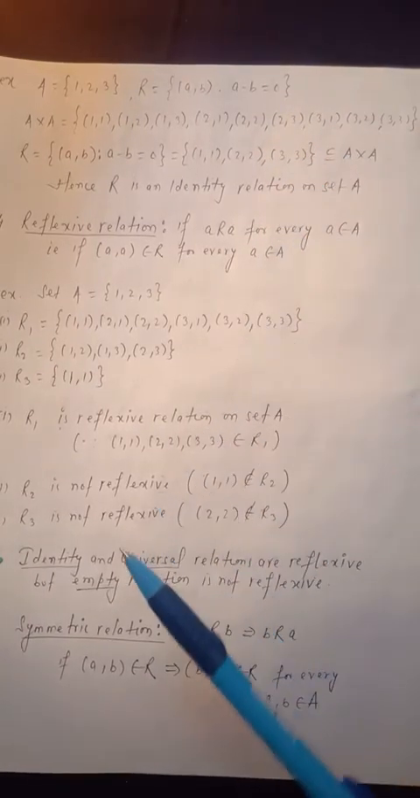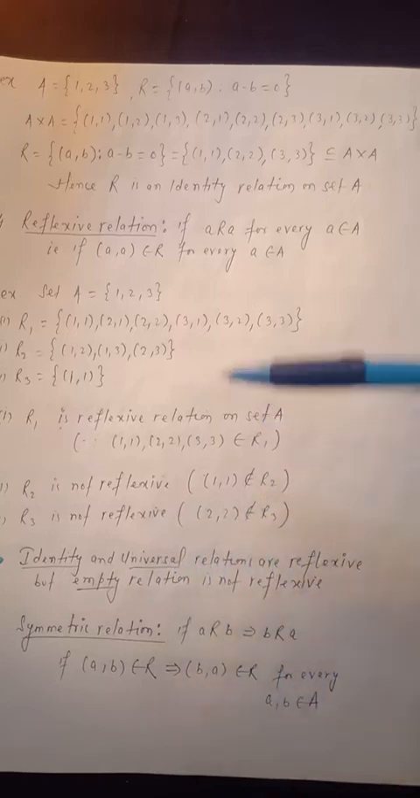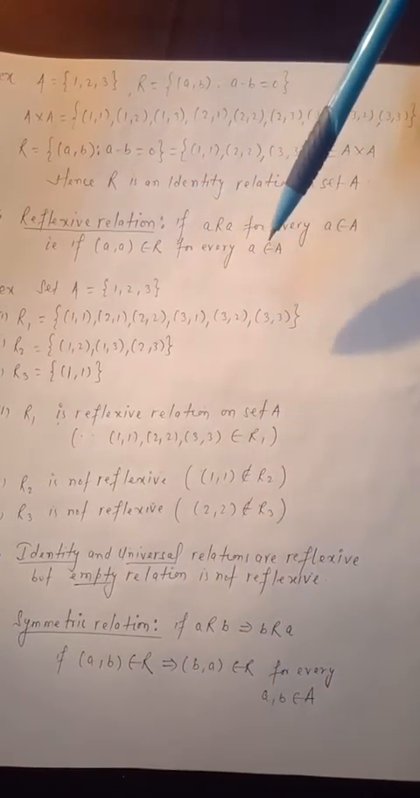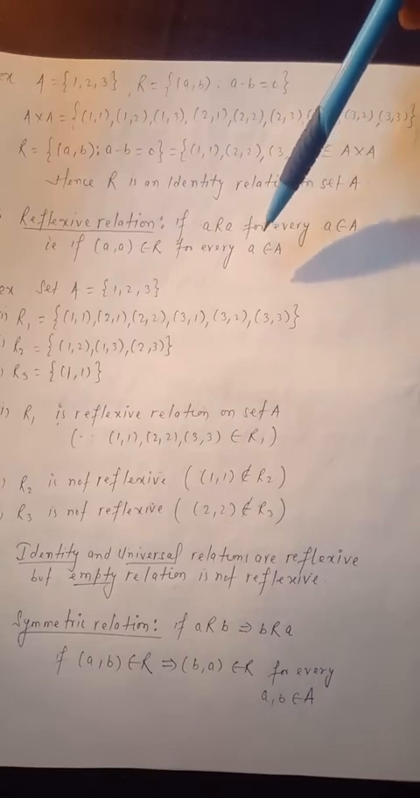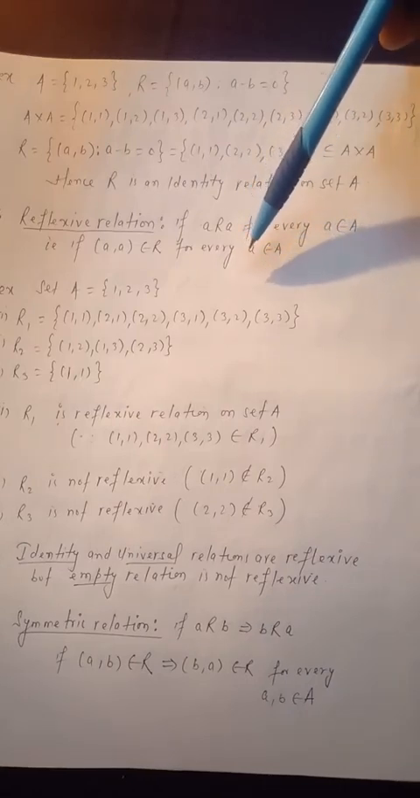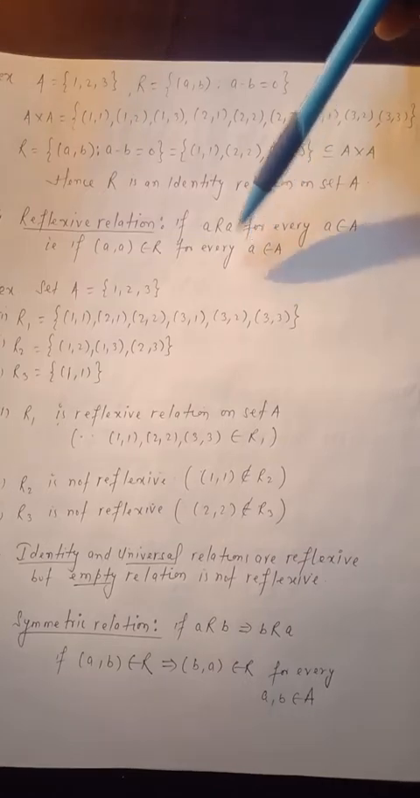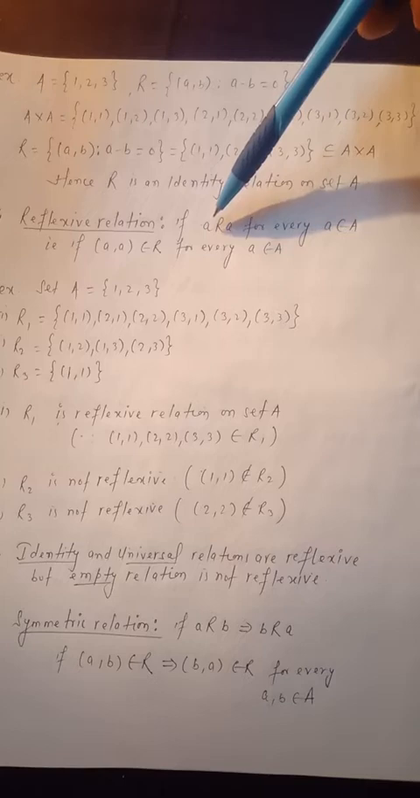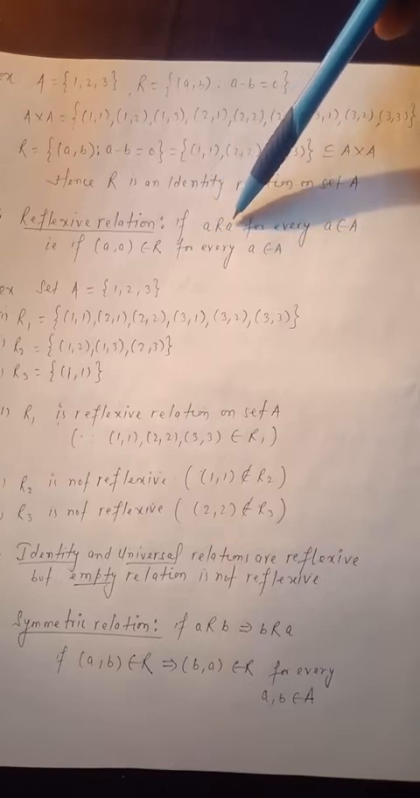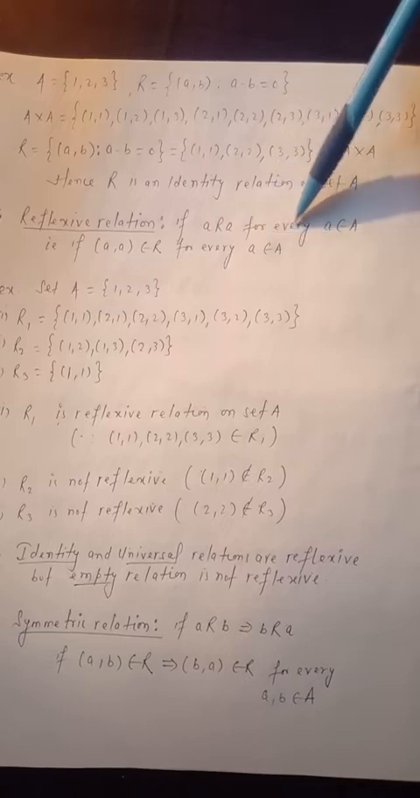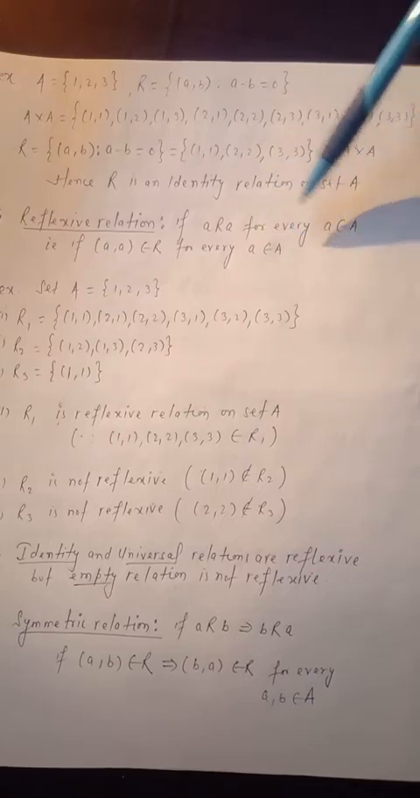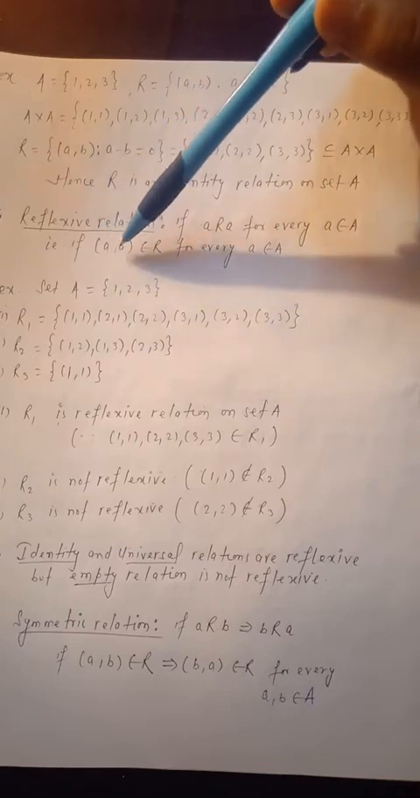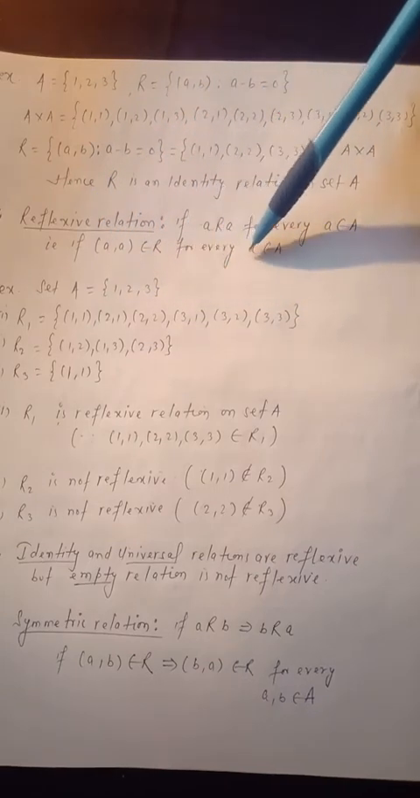Just take the next type of relation, which is reflexive. A reflexive relation is very much similar to an identity relation, and finally I will tell you the difference between reflexive and identity. But here, if a relation is such that a is related to itself for every a which belongs to set A, that is, if (a, a) belongs to R for every a belongs to A, then it is a reflexive relation.